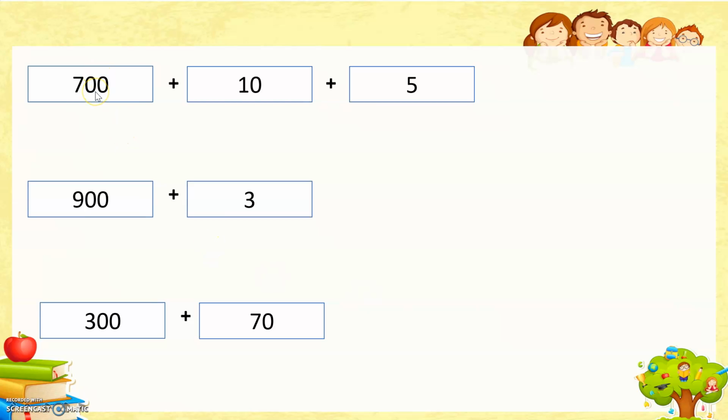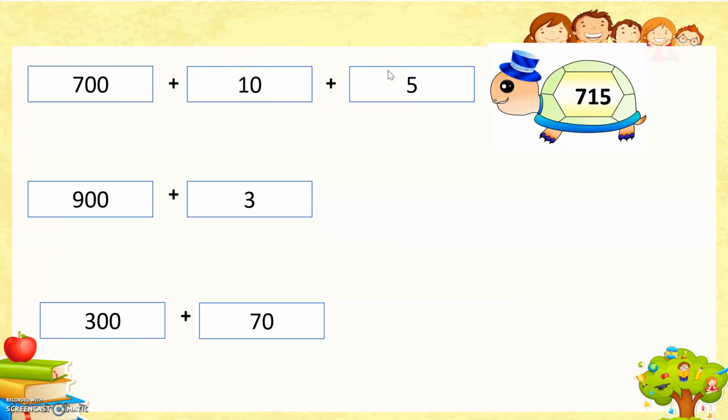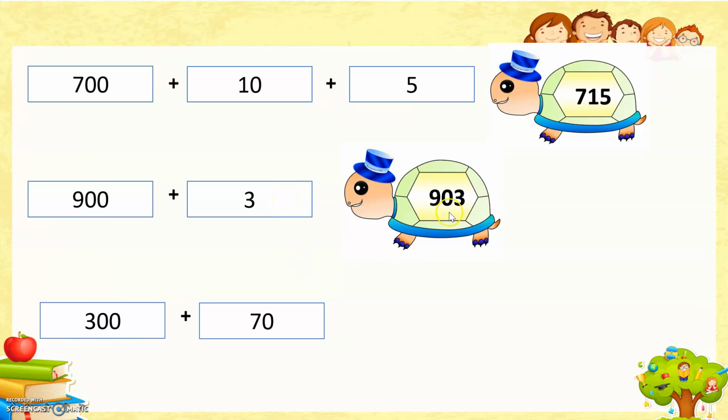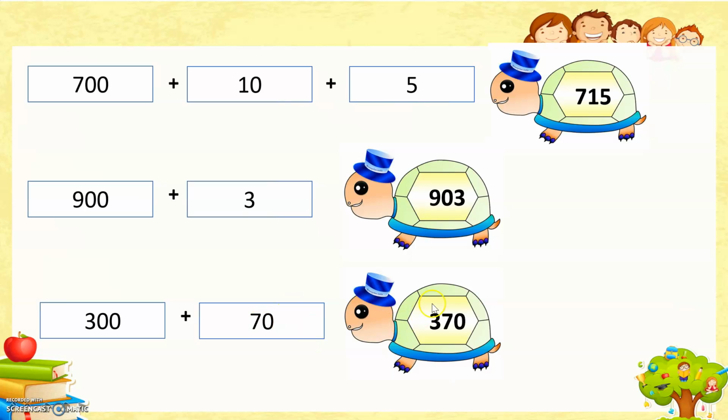Okay. The first question, 700 plus 10 plus 5. What is the answer? 715. Yes. Here, 900 plus 3. Why is there no tens here? That means tens there is 0. 900 plus 3? 903. 300 plus 70. 370, no ones. So ones will be 0.